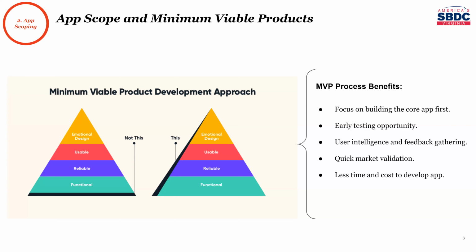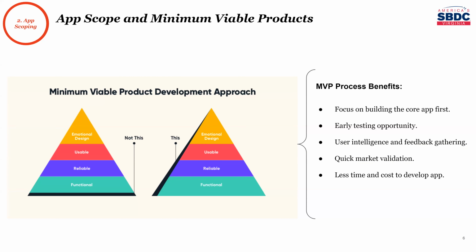A minimum viable product approach, there's 2 triangles that kind of explain this. So you are looking to develop an app that is functional, the green, it's reliable, it doesn't have bugs, it's usable, it has a good user interface, it has intelligent emotional design, which means, well, essentially it's solving the problems that it's supposed to solve.